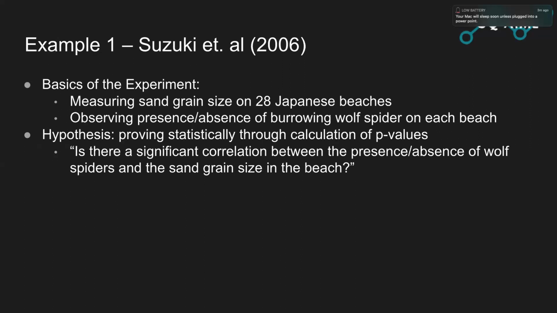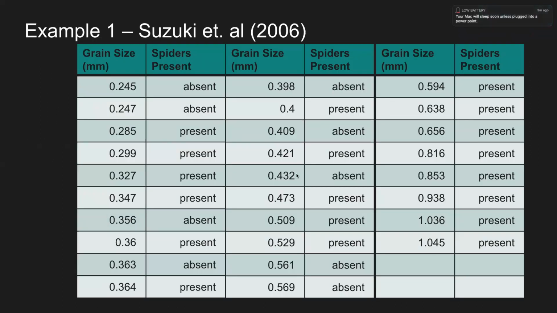In this experiment, a bunch of wolf spiders were found on Japanese beaches, and the point was to measure the sand grain size against the presence or absence of the wolf spiders. This researcher came up with a hypothesis, which I've written in the form of a question: is there a correlation between the presence and absence of the spiders versus the sand grain size? I'll explain why this is relevant later on. That's the data set.